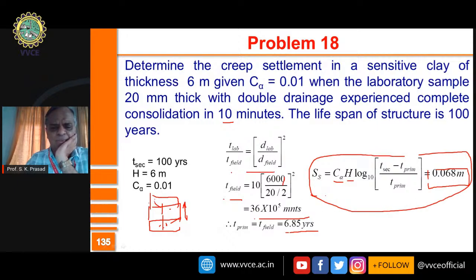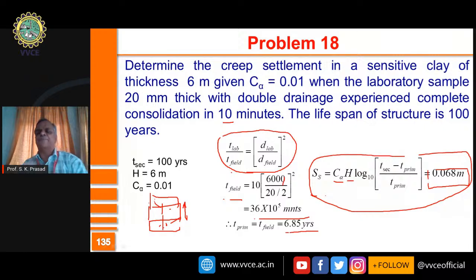You also have to remember that the ratio of time taken in the lab to field is proportional to the ratio of drainage path to the power 2. Remember that.